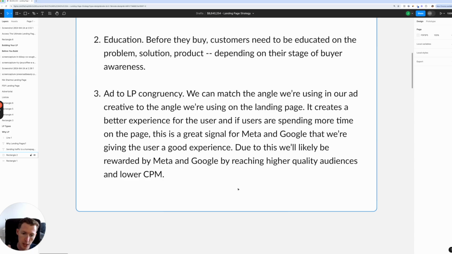So believe it or not, Meta and Google are looking at the session duration and the bounce rate of the page or destination that you're sending traffic to. If you have really bad metrics, then they're going to punish you, because to them, that's a signal that you're not giving their users a good experience, right? If they're sending their users from their platform to your landing page or your destination, then they want you to give those users a good experience, okay? So that's how it works.